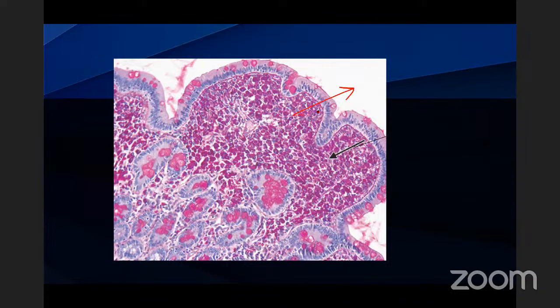So this is what happens in Whipple's disease. That is very, very classical, and you should always remember that. So that is Whipple's disease, which has prominence of PAS positive macrophages in the lamina propria. That's about your malabsorption, that everybody should be very, very clear.